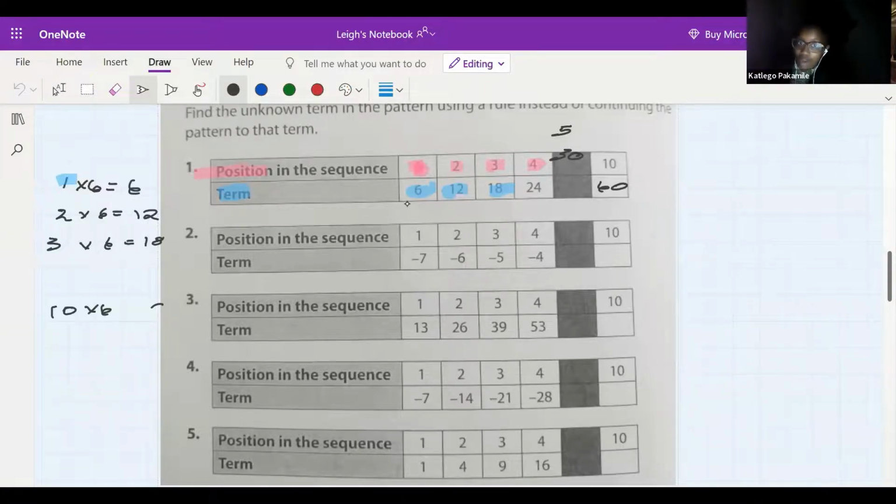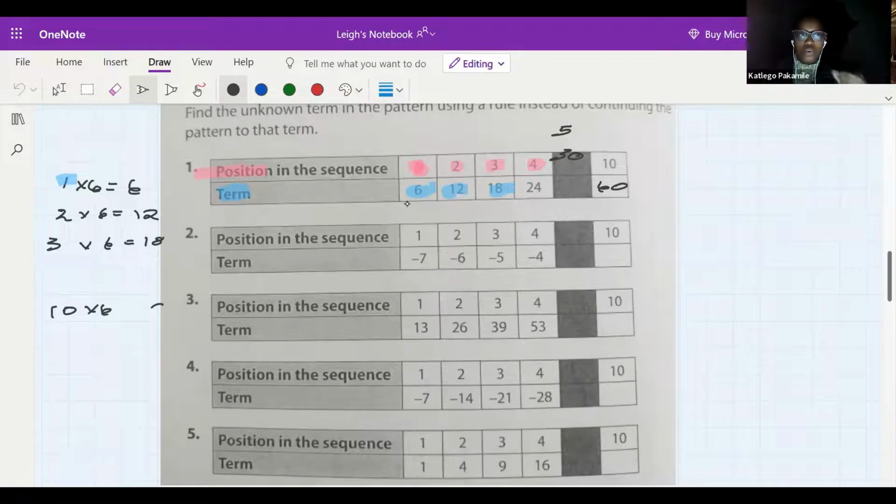So I said to you, guys, it's easy to find the next term. If I'm saying to you, find, let's say, the next 3 terms, then it's easy to just add 6 every time, right? Add 6, add 6, add 6. But if I say to you, find the term that is in position number 50, let's say something crazy like that, right?